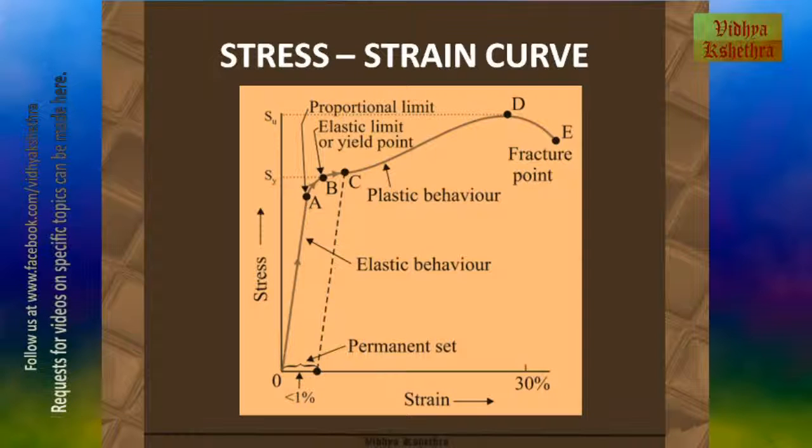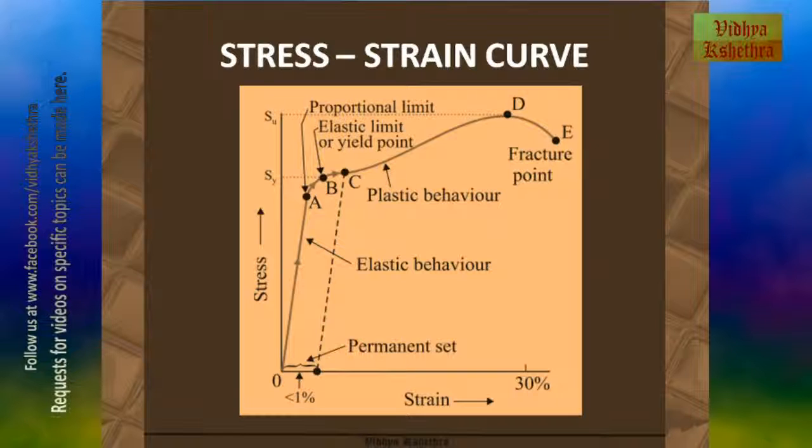That is the point where the maximum stress is possible. After this, for a small change in stress, a far greater amount of strain is produced. The point C is the point after which the material won't exhibit any elastic behavior, and this is known as permanent set.